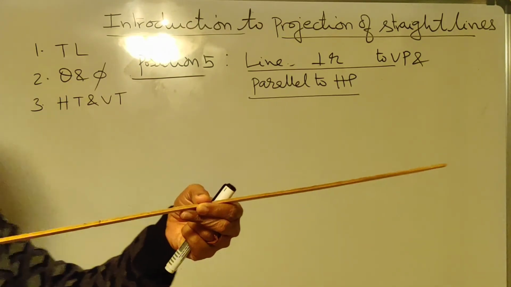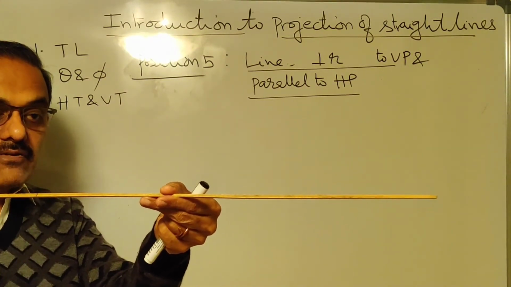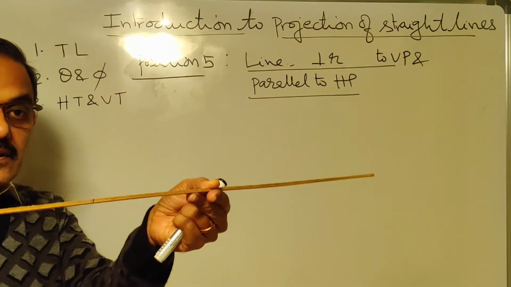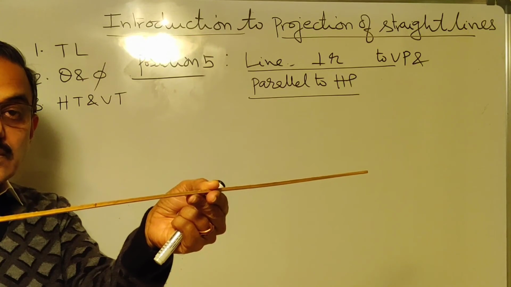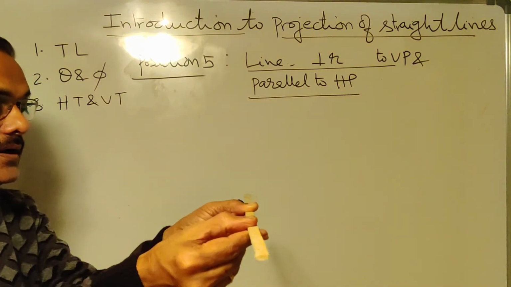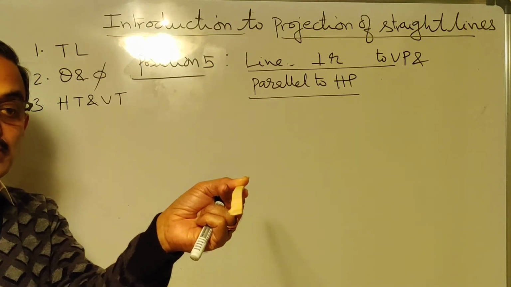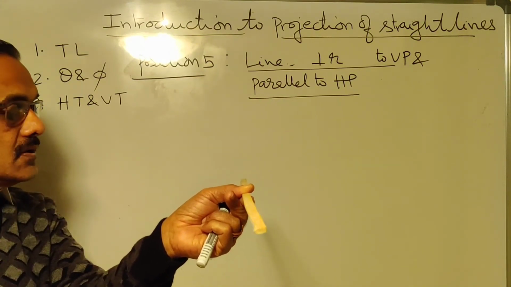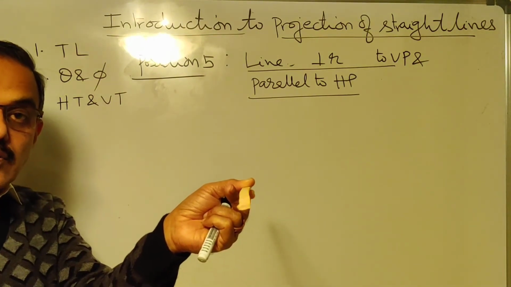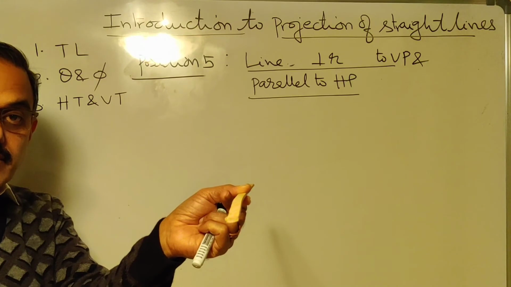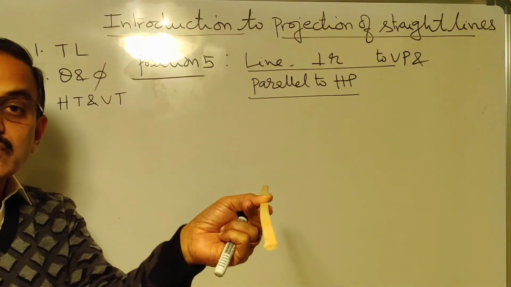Okay, first position is like this. Now you are rotating it in a plane which is parallel to HP. You have taken this as position 4, it is inclined to VP and parallel to HP. Now I made it perpendicular to VP and parallel to HP. So what will be top view? It's perpendicular to XY line and true length. And what will be front view? It's just a point.